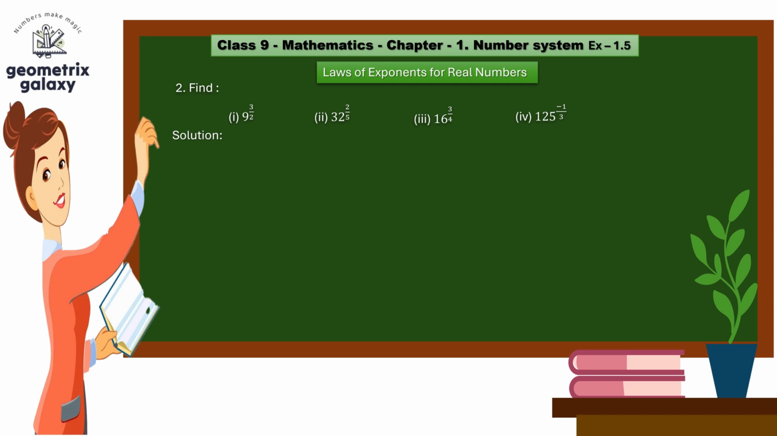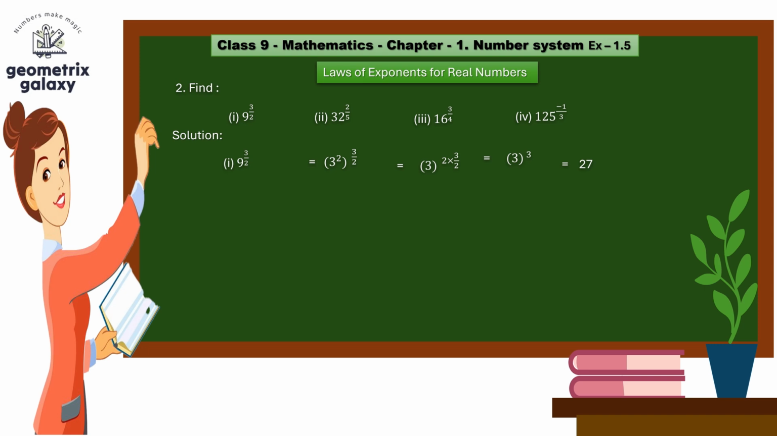9 to the power 3 by 2. We can write 9 as 3 square. Therefore 9 to the power 3 by 2 can be written as 3 square whole to the power 3 by 2. Again it becomes power of power. So in the next step, 3 to the power 2 into 3 by 2. Now 2 and 2 will get cancelled. We are left out with the power 3. Therefore it becomes 3 to the power 3, which is equal to 27.